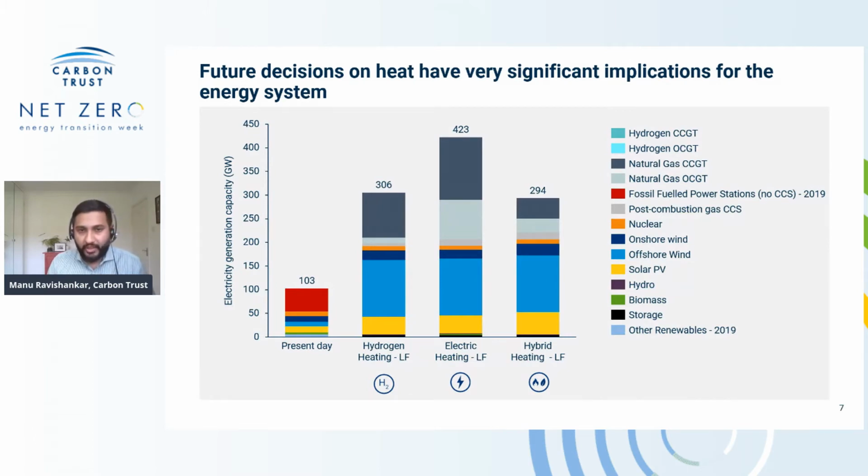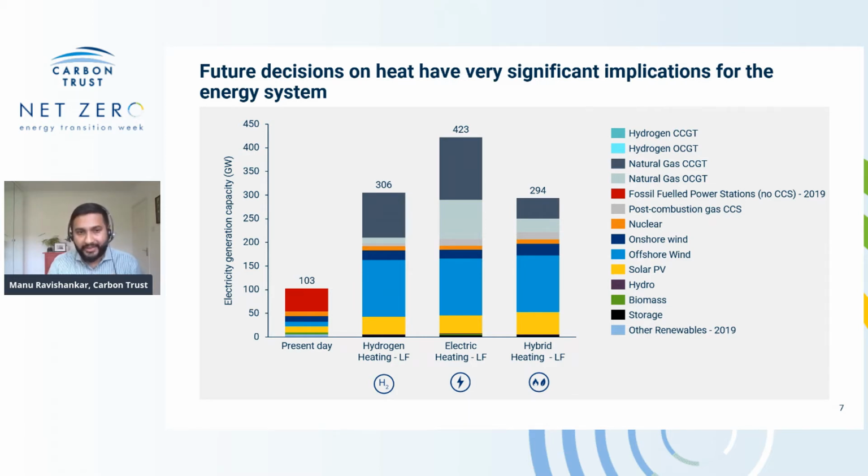What this chart shows is that there is significant energy system implications. We are using here the generation capacity as a key indicator of the impact different heating decarbonization strategies can have. The first point to make straight away is that regardless of the heat decarbonization strategy, there is a big scale-up of the system required in the future from where it is now. The present-day system is around 103 gigawatts, and we're using the 2019 data to represent the present day.